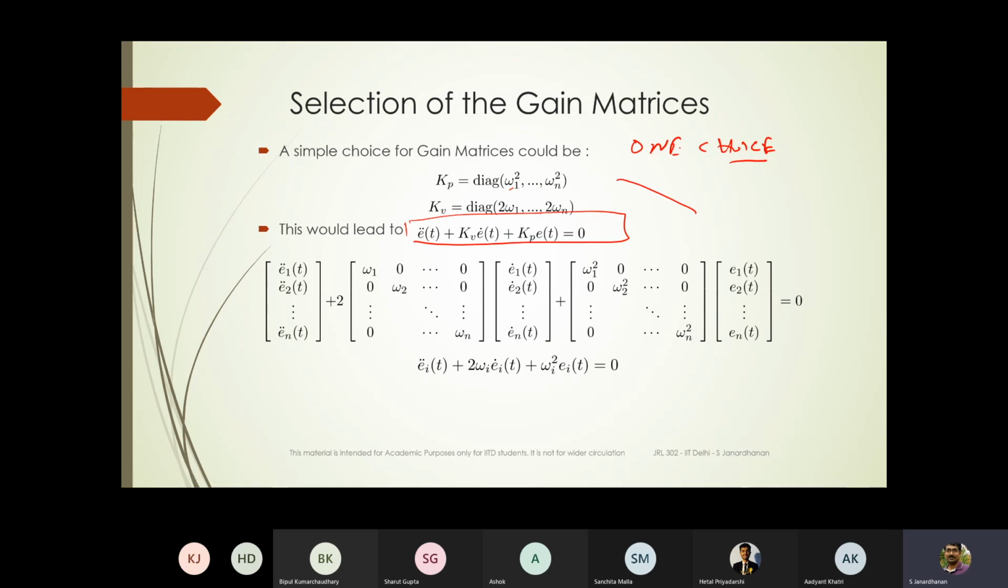Now you see that in each of these terms, this is a set of n equations, and in these n equations there is no cross coupling. The e1 double dot equation doesn't involve any of the other derivatives or joint errors. So you basically have an equation with one variable for i equal to 1 to n.